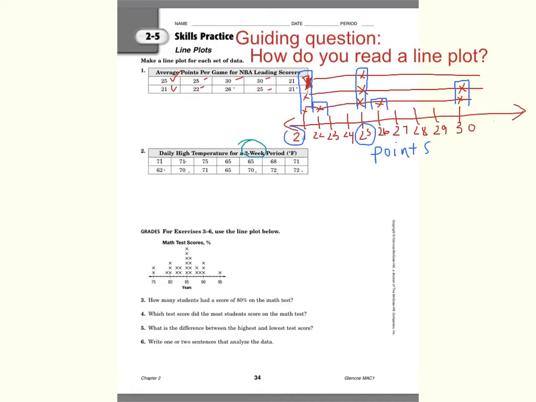How many days are in 2 weeks? 14. So each temperature represents how warm it got that day. So let's start by drawing your number line. This time, instead of writing each number, I'm just going to count by 5s.